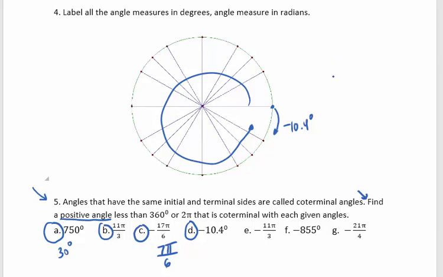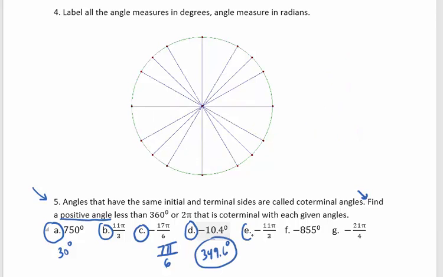So if I did this, 360 degrees, and I minused the 10.4 degrees, it would give me the positive location of this angle there. And so that's what I want to do. So 360 minus 10 would be 350, and then minus the 0.4 would be 349.6 degrees for the positive coterminal angle there.